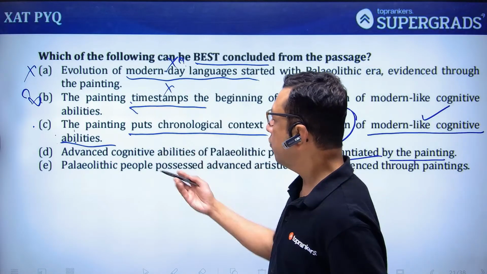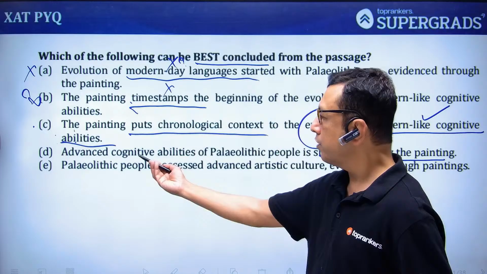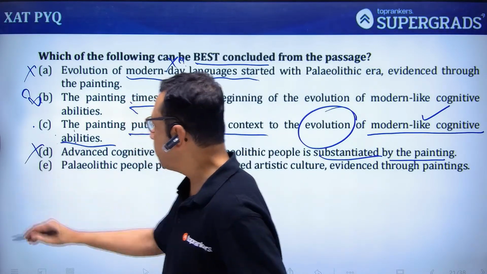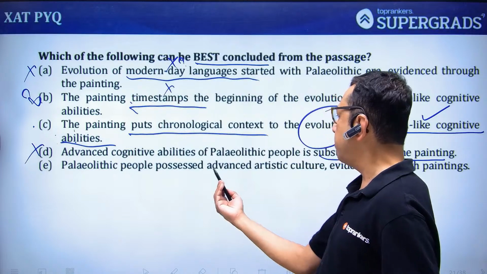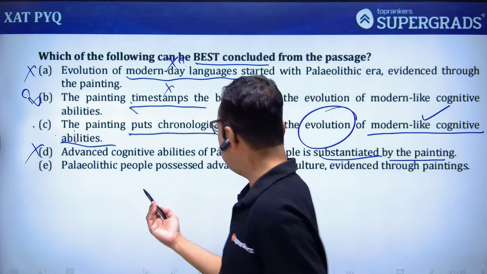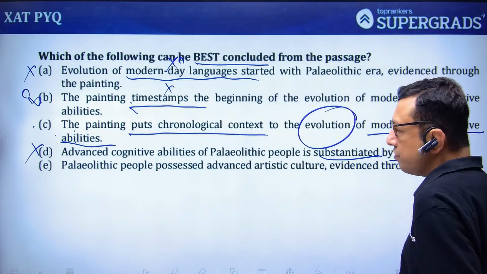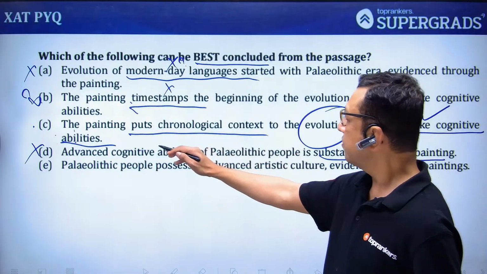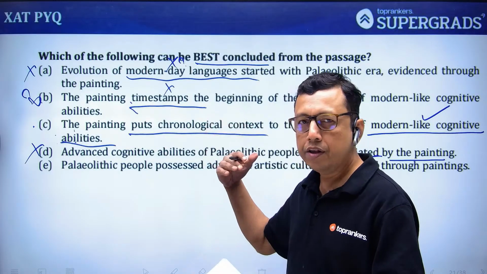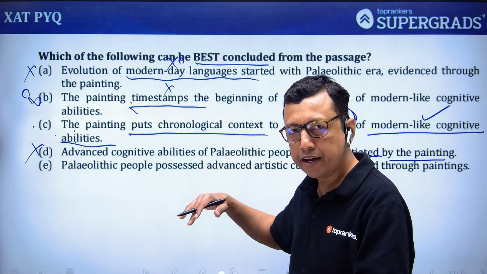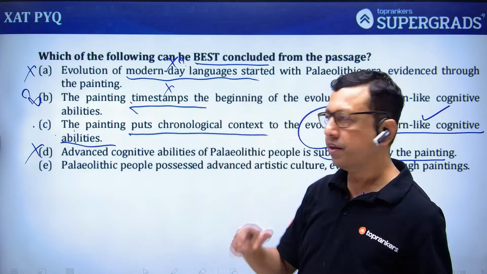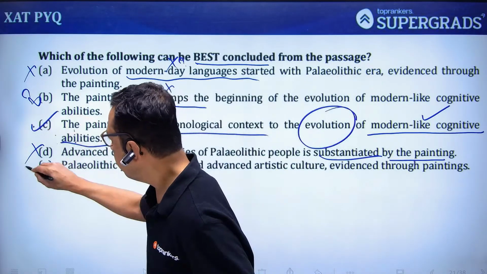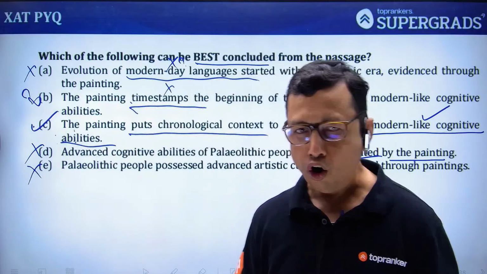This is the opposite of what is stated in the passage. Advanced cognitive abilities developed in the modern era, not in the Paleolithic era. This is directly gone. Paleolithic people possessed advanced artistic culture. Evidence through paintings? No, no, no. In fact, it says modern cognitive abilities, that evolution is, whatever we have reached today, the starting point was there in the Paleolithic era. So this is the correct answer. All the other options are therefore wrong.